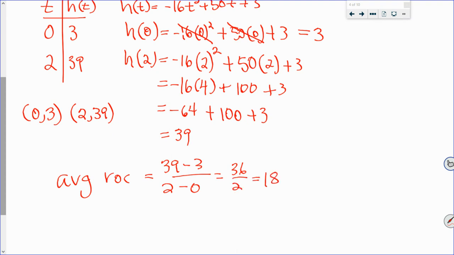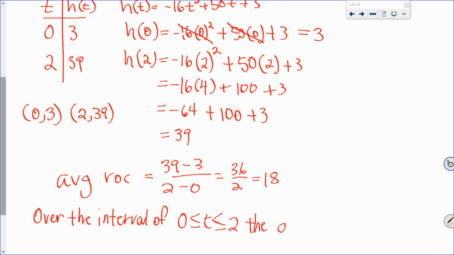So over that interval of 0 to 2, the average rate of change is 18 feet per second.